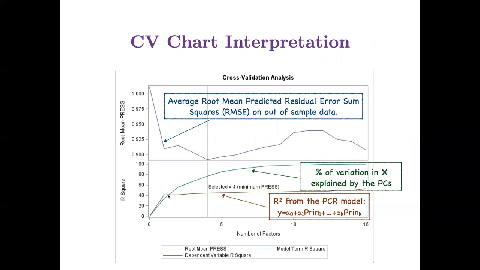Down at the bottom, I have information about R squared. The top, or the green line, is the percent of variation in X. That's in all the X's, the percent of variance explained in my data by my principal components. On the bottom is the R squared from the regression model, where I put the principal components to predict Y. So this brownish line is the one that you're most used to associating with the word R squared. This green line, we previously called the percent of variation explained by our principal components.